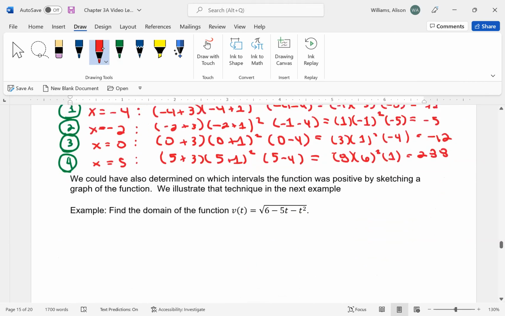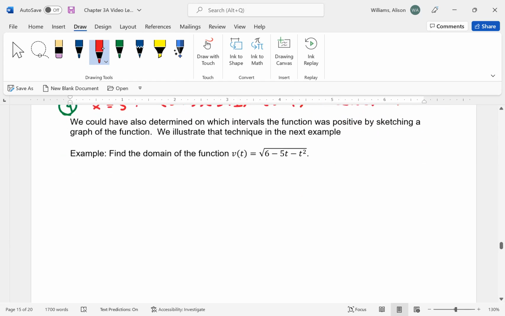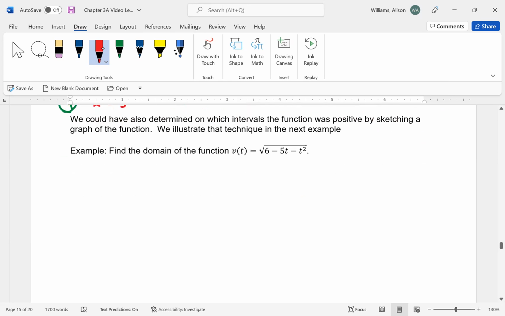The other way is to actually sketch the function on the calculator. And what you'd be looking for is when the function actually has positive y values, okay? So let's use this example to try to show that. We will find the domain of this. Now for a function that has a square root, I look under the square root. So really what I'm wanting is I'm wanting this thing under the square root to be bigger than or equal to 0. That's in essence what I'm trying to solve. Bigger than or equal to 0.